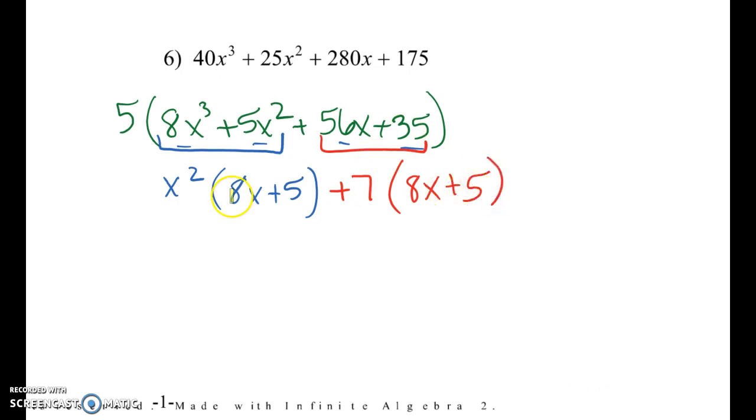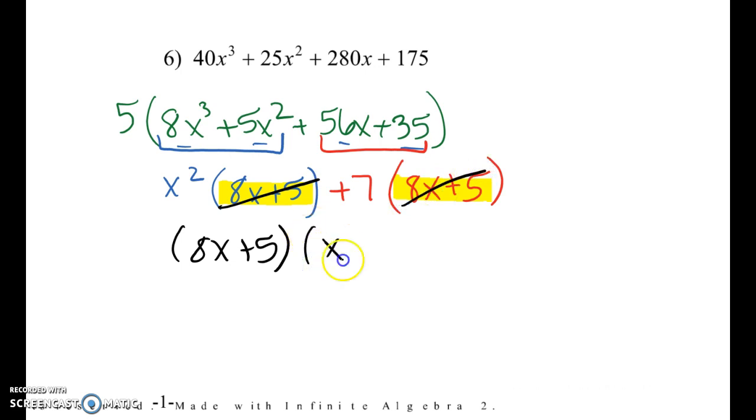Good. Now remember, with factor by grouping, you want your groups to match. If they don't match, then you either made an error or this does not factor. So these do match up, and I have 8x plus 5 that I'm taking out of both of them because they both share the same thing. And what's left? X squared plus 7.